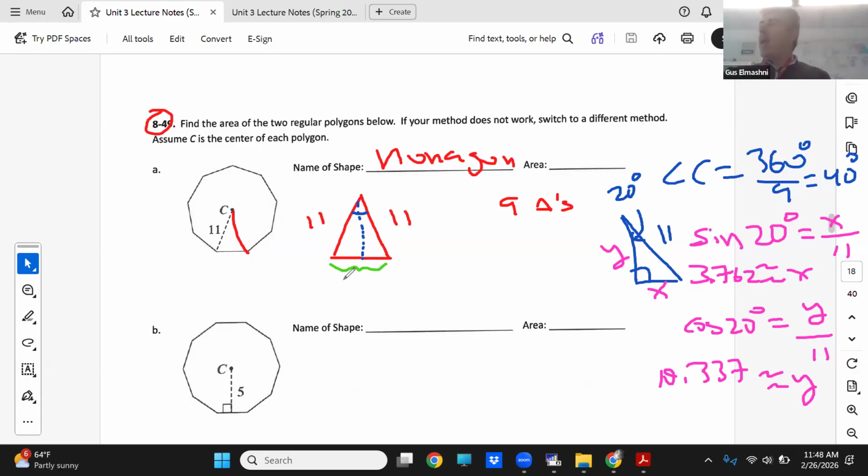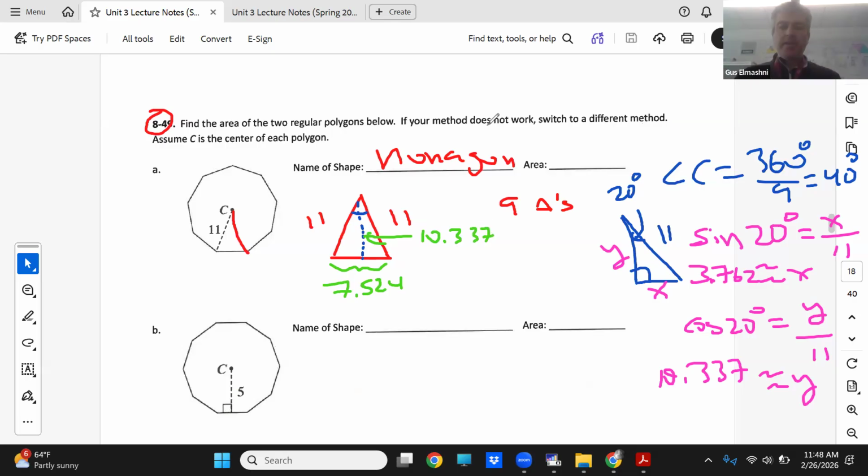So, by the way, x is half of the base, so you've got to double it. So it's actually 7.524. And the height is still 10.337.